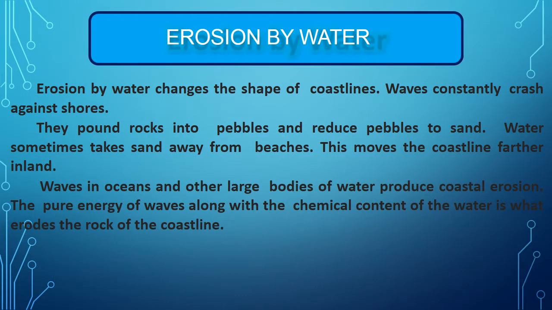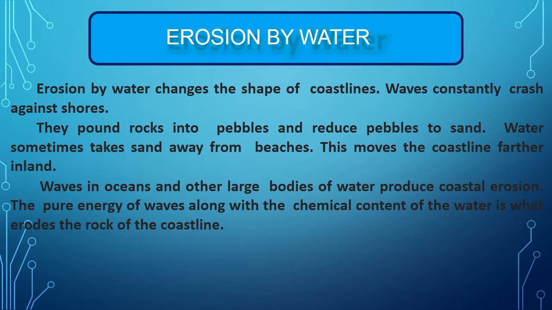Erosion by water is the erosion that changes the shapes of the coastlines. Basically, running water can also cause erosion in rock. There are many processes like abrasion or traction which play an important role in erosion by water. They pound rocks into pebbles and reduce the pebbles to sand. Water sometimes takes sand away from the beaches and this moves the coastline farther inland.